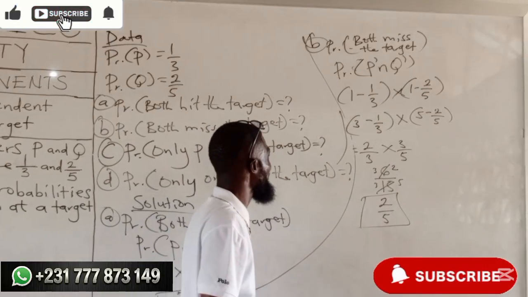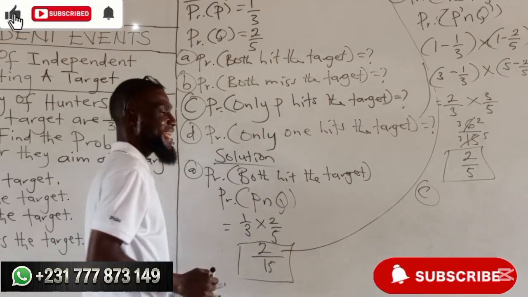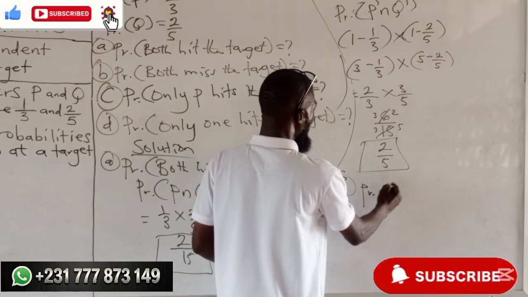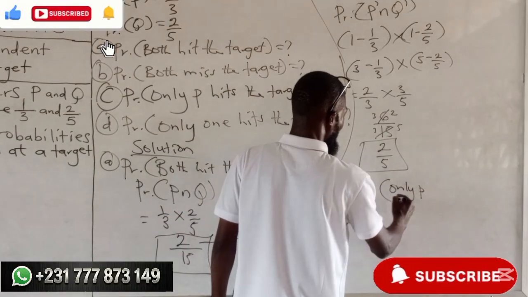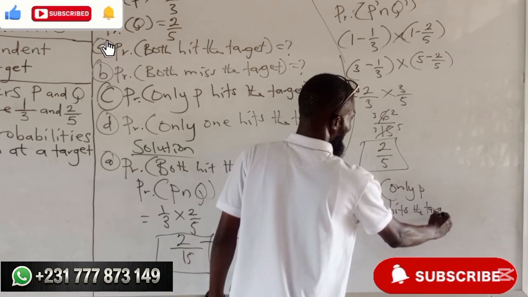Ladies and gentlemen, we say C, the probability that only P hits the target is the probability that only P hits the target.